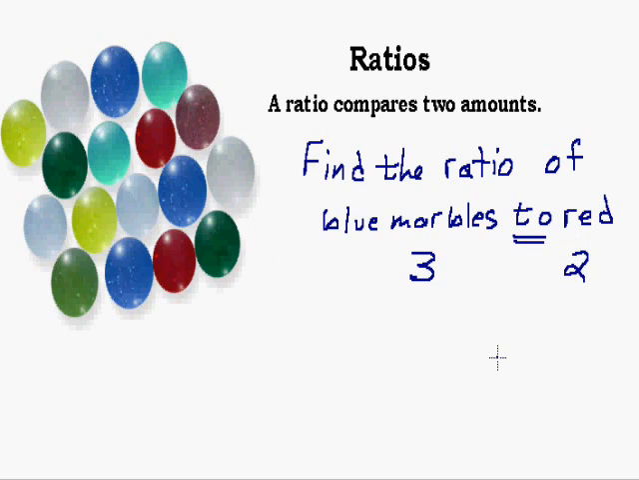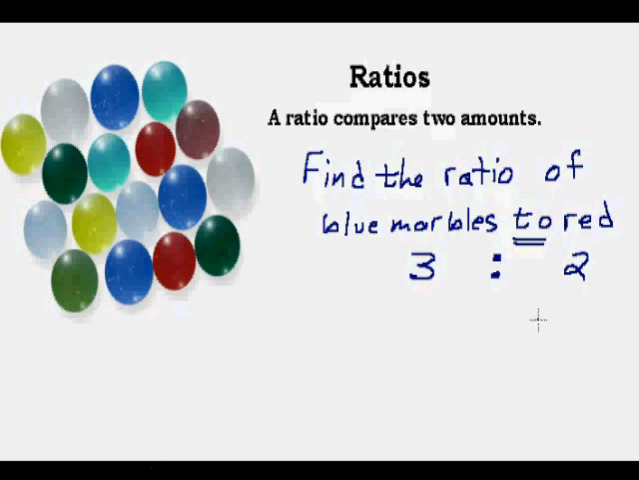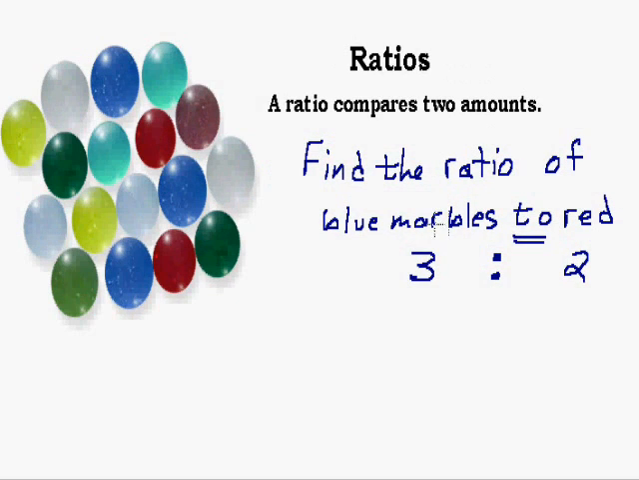Now, the three different ways we can write a ratio. The first way is with a colon, like that, and we put that colon where the word to is. So blue marbles to red marbles, we have 3:2. Sometimes you'll see it with the word to just left in there, 3 to 2, like that. And the other way is as a fraction, 3 over 2.